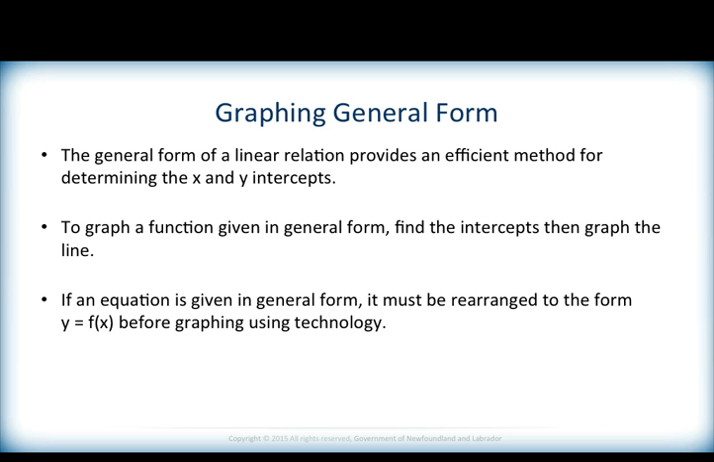Graphing general form. General form of a linear relation produces an efficient method for determining the x and y intercepts. To graph a function given in general form, you must find the intercepts of the graph, find the x-intercept and the y-intercept, and then you can use those coordinate points to graph the line. If an equation is given in general form, you must first rearrange it so that we have y equals f of x before graphing with technology.